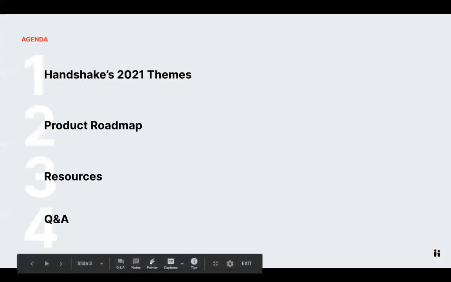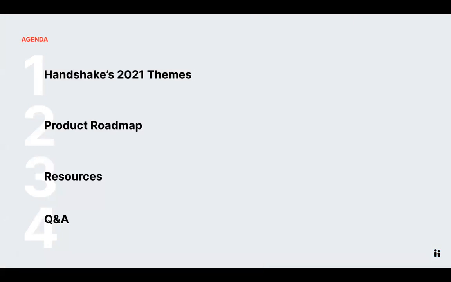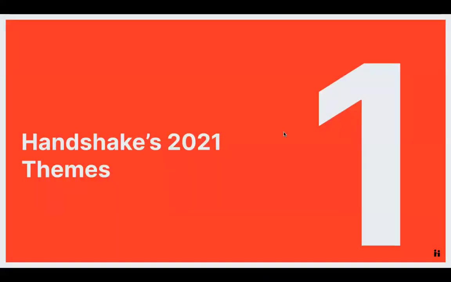Here's what we're going to cover today. I will briefly go over our 2021 product roadmap themes, and then we'll get into the actual product roadmap divided by each theme. We'll talk briefly near the end of the webinar about some resources we have for you to use, and then we will do Q&A at the very end. All right, next slide. So let's kick it off with our themes for 2021.